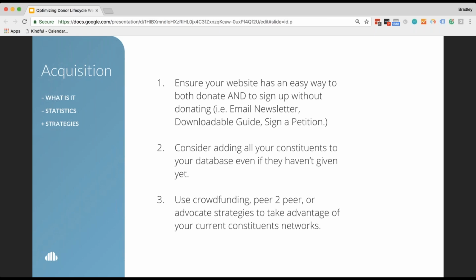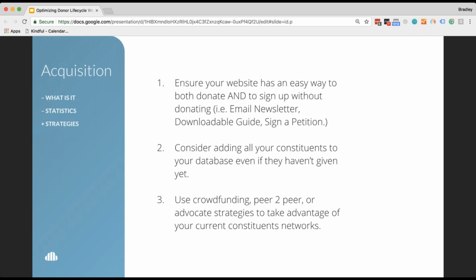So second, consider adding all of your constituents to your database, even if they haven't given yet. What do I mean by that? We see a lot of people who use a software like Kindful, which is a donor management system, and they just keep their donors in there. I understand that there are many reasons you may want to do that, but a software like Kindful tracks a lot of information that you can start to report on and segment individuals on, and you can start gathering that information prior to someone giving a donation.